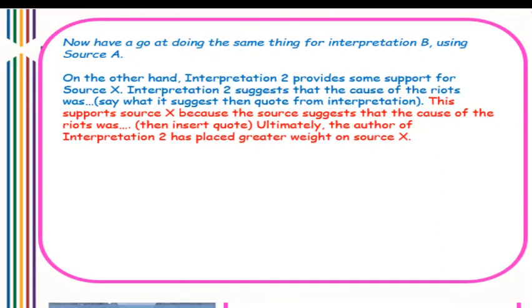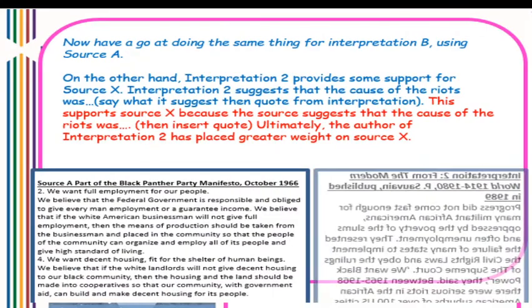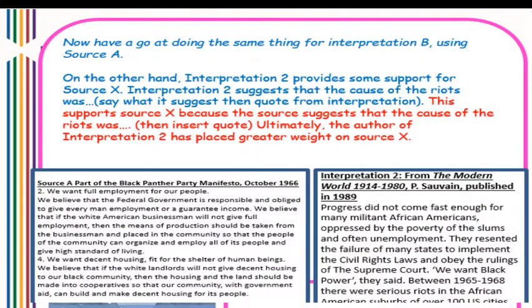Then you can say this supports source A because the source suggests that the cause of the riots was, and again, do a bit of quoting from source A. Then I would finish off by saying, ultimately, the author of interpretation 2 has placed greater weight on source A. I will leave at the bottom of the screen for you source A and interpretation 2, so you can have a look at them. So why don't you pause the video and have a go at doing that second bit of the paragraph.